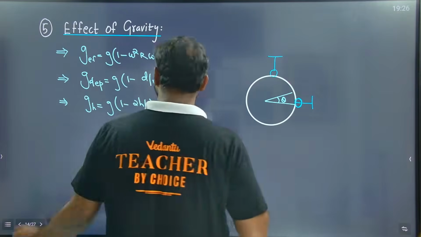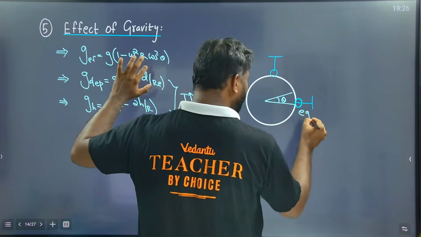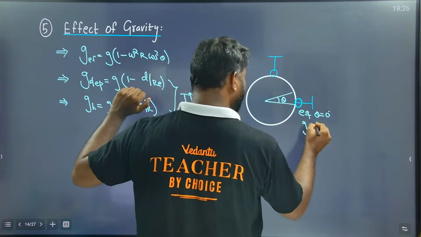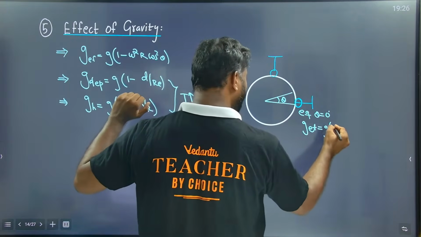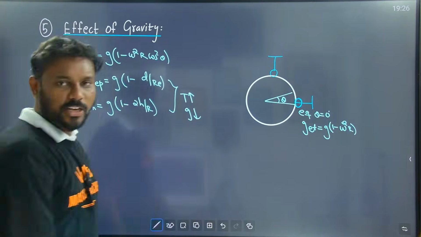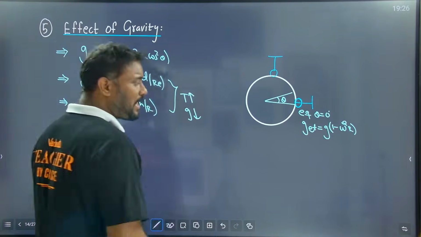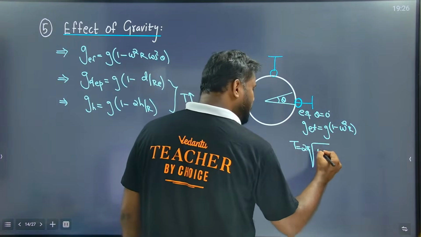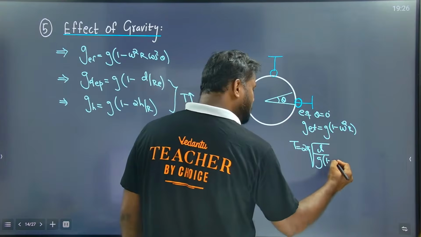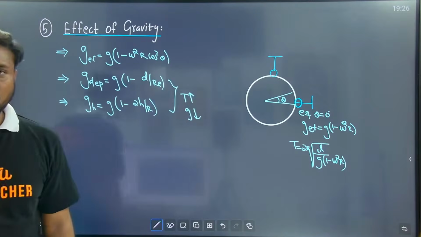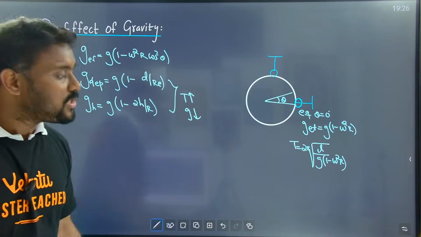Now, if it is equatorial, the value of theta becomes 0. So what is the value of g? g effective is equal to g into 1 minus omega square R. So what can we say about the time period? Time period is equal to 2 pi root under L divided by g into 1 minus omega square R. So what happens? The time period decreases.